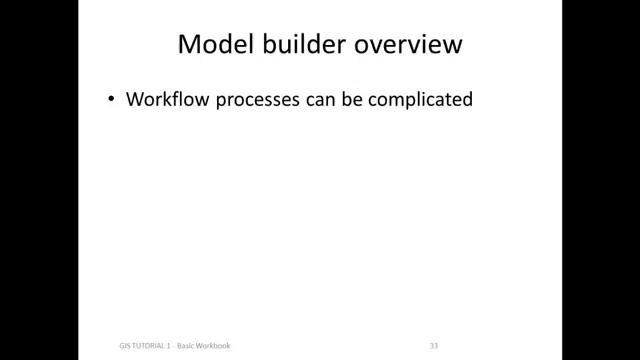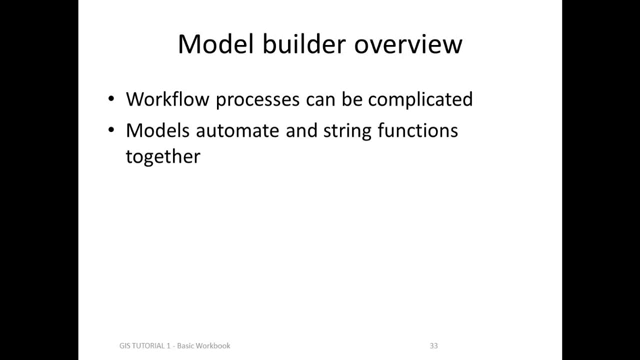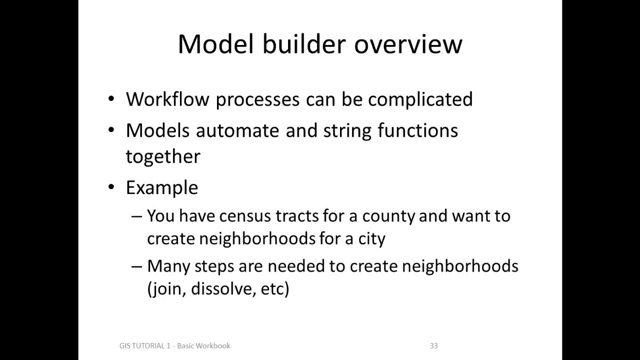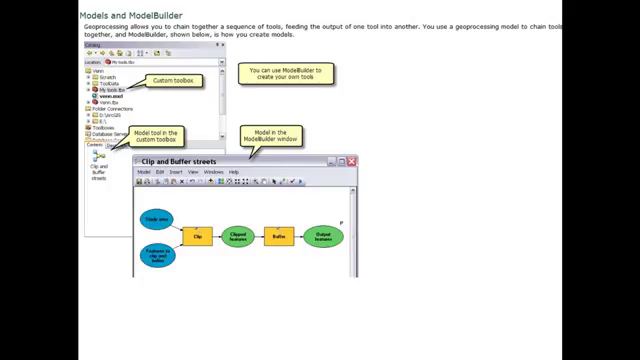Again, why we do it is because whenever we have complicated workflow processes, we can automate it, we can string it together, we can make it much simpler. An example is if we wanted to take those census tracts and generate neighborhoods for a city, instead of having to go through each one of those steps that you are more familiar with now, you just go through it in a model.